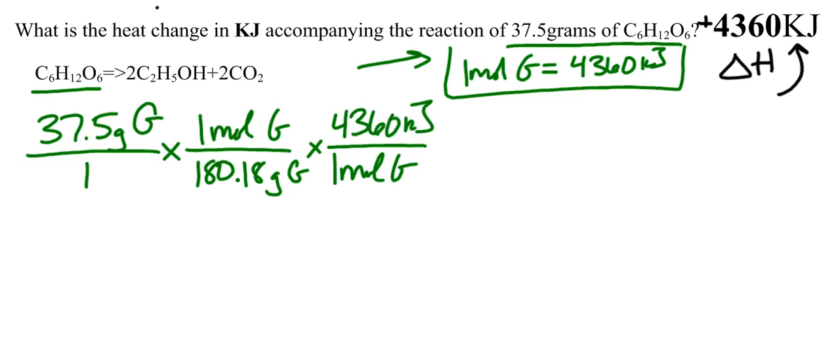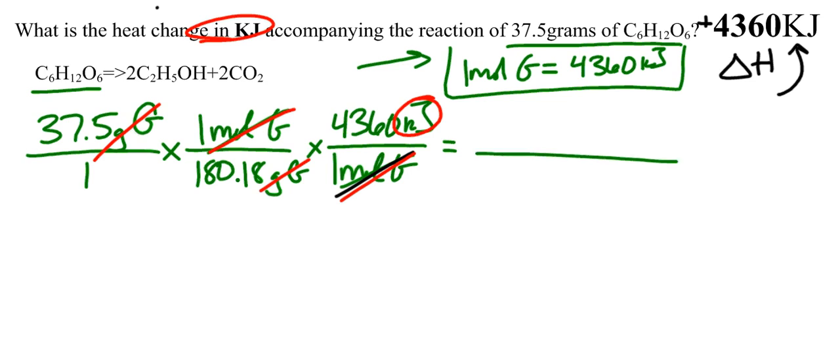4,360 kilojoules of energy. So my moles of glucose cancel out, which I'll make red. Red will cancel out. Grams cancel out, and I'm left with kilojoules, which is what I want. So I do the math, and I end up with, let's see here, 163,500, made that a little too big, and then do the bottom, which is 180.18.